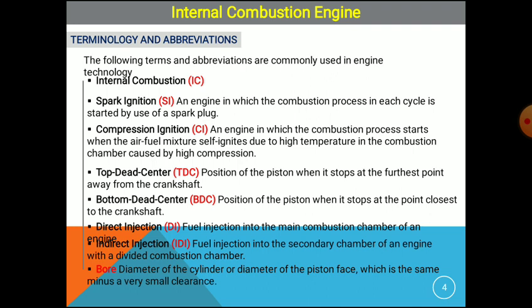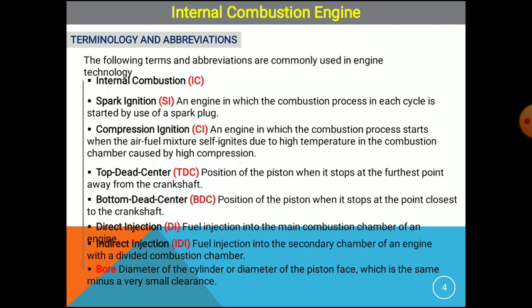Then there are other terminologies: TDC and BDC. TDC is the top dead center, the position of the piston when it stops at the farthest point away from the crankshaft, at the topmost position. Similarly, vice versa, the position of the piston when it stops at the point closest to the crankshaft, at the bottom side, is called the bottom dead center.